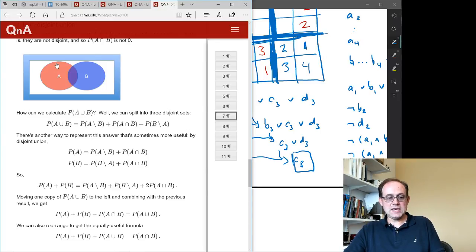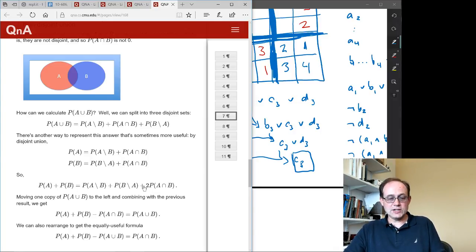So P of A is P of A minus B plus P of A intersect B, right? This part, the red plus the purple part. And P of B is the blue part plus the purple part, right? P of B minus A plus P of A intersect B. So we can write P of A plus P of B is going to be the sum of these 2 things. So it's P of A minus B plus P of B minus A plus twice the probability of A intersect B, right? Because we counted A intersect B in the probability of A, and we also counted it in the probability of B, right?